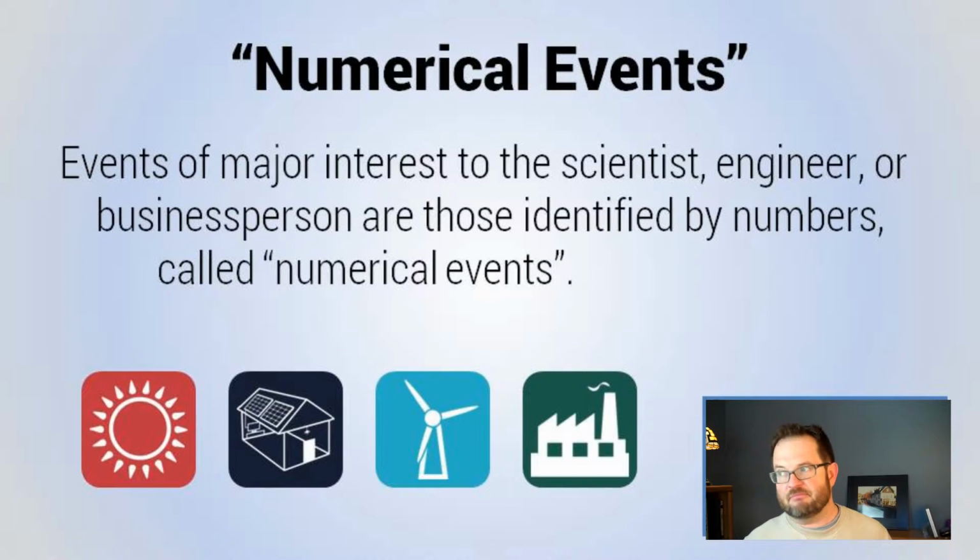If we're talking about the world of energy, we might be talking about things like the amount of solar radiation reaching the surface of the Earth, or the amount of power produced by panels on the roof of a house, or maybe the amount of wind power being produced by a turbine, or the amount of energy being produced by a coal-fired power plant at the present time. All of these are examples of a numerical event. They're something that we can describe in a quantitative way, as in we can measure it, we can assign a number to it, and so on.